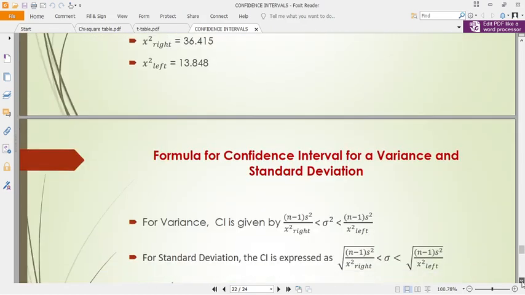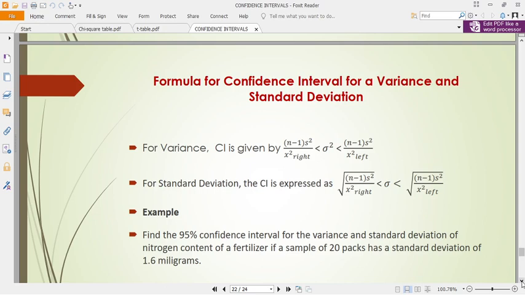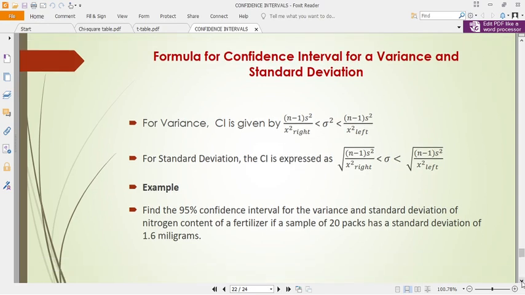So we can now use that to get the confidence interval of variance and standard deviation. So the formula is given by n minus 1 times the sample variance over x squared right, the one we've seen in the previous slide. And then the same to the other side, it is x squared left. So for standard deviation, we get this. Remember, standard deviation is the square root of variance. So if this is variance, standard deviation will be the square root of these two expressions.